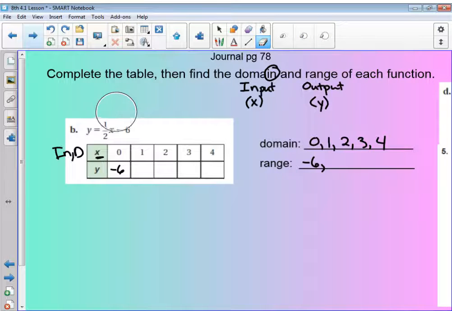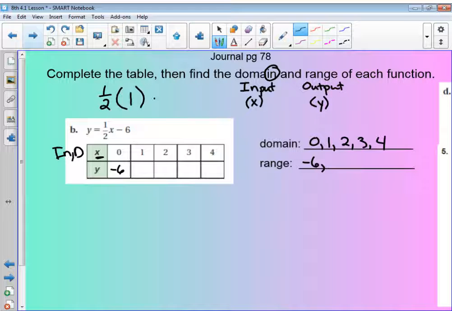Okay, so now we'll go ahead and substitute in a 1 there. 1/2 times 1 minus 6. So half of 1 is half. Minus 6 is going to give me a negative 5.5. And if you need to use a calculator with this, you can do that. Okay. So now we'll go ahead and substitute in, instead of a 1, we're going to do a 2 here. Okay. Half times 2, or half of 2, is going to be a 1. 1 minus 6 gives me negative 5.